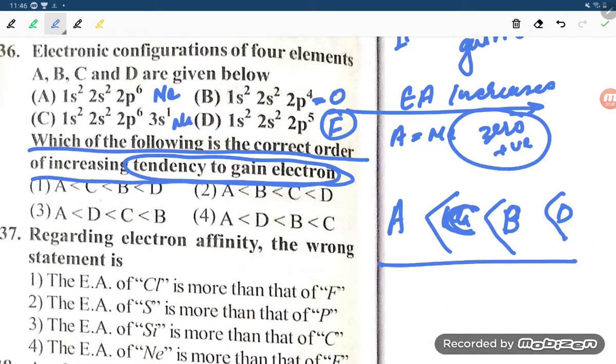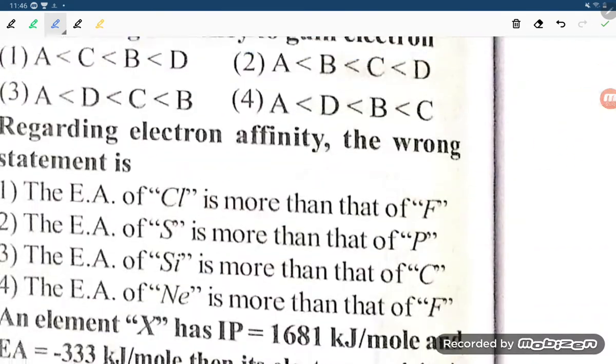So which is it, student? The correct option is DBCA. Option A is correct, student. Why have we taken it? Neon and sodium, don't get confused. Neon is a zero group element and has almost zero electron gain enthalpy. Now let us move on, student.